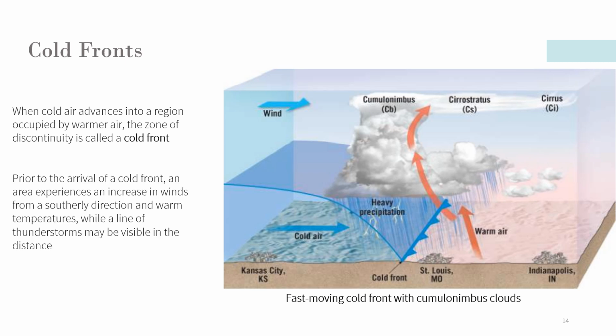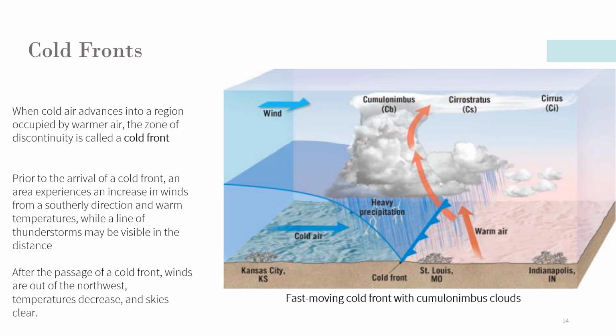Prior to the arrival of a cold front, the area experiences an increase in winds from a southerly direction and warm temperatures, while a line of thunderstorms may be visible in the distance. So that is before the arrival of the cold front, and after it passes, the winds are out of the northwest, the temperature decreases and the skies become clear.